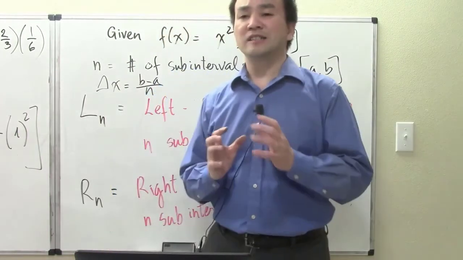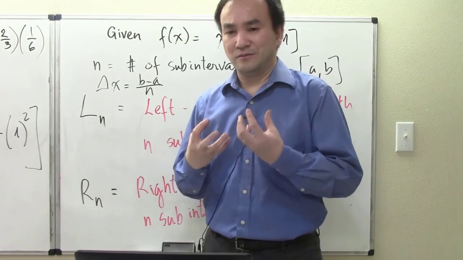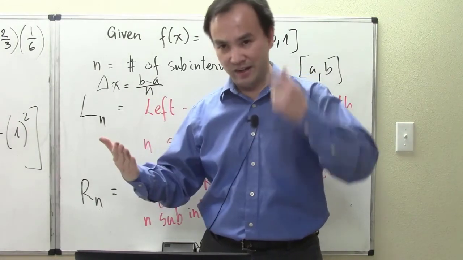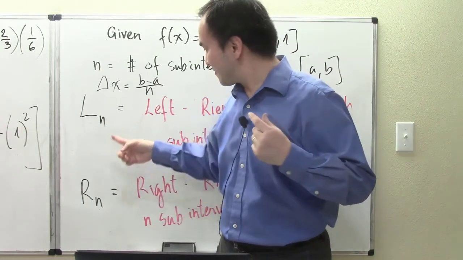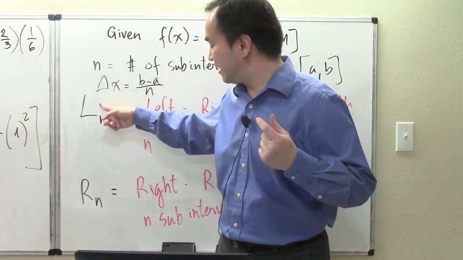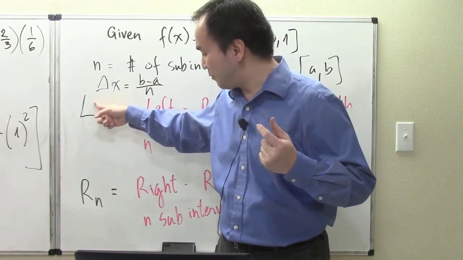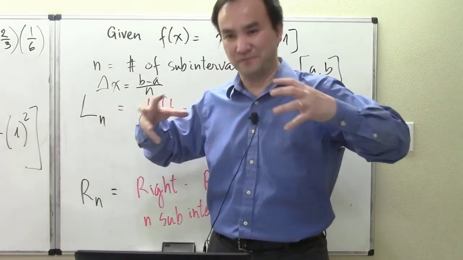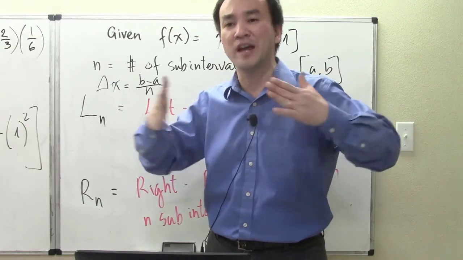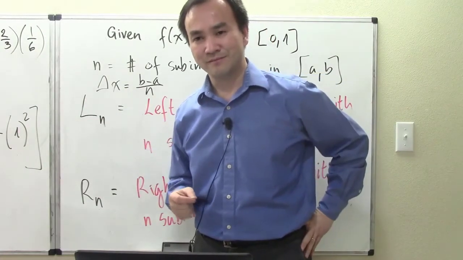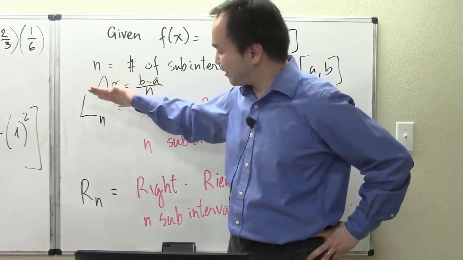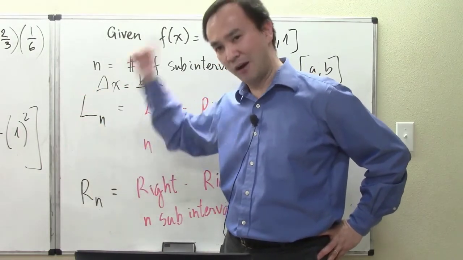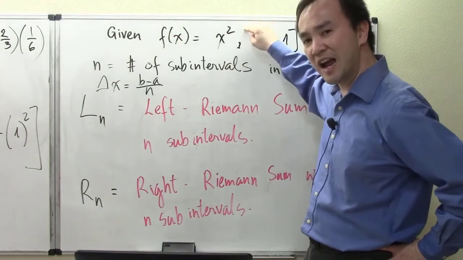Because as a matter of fact, we want to find a way to get to the exact area. And so in that way, ultimately, using left endpoint or right endpoint, we all try to improve our approximation by getting more and more subintervals. Again, I'm repeating, starting out with either left endpoint or right endpoint is okay, but our ultimate goal is to reach the actual area.